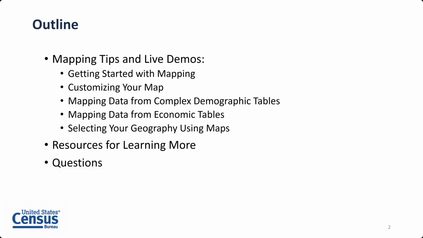We'll show you then how to map data from more complex data sets from the American Community Survey. We'll show you how to map economic data. Those table layouts are a little bit different, so the map options that correspond to them are a little different as well. And then the first four examples, we're going to be showing how to make thematic maps, or mapping out actual data values across different geographies. The last example is going to show you how you can leverage the maps to select your geography visually rather than selecting your geography through different lists or searches on the site.